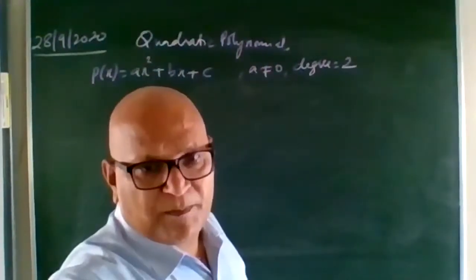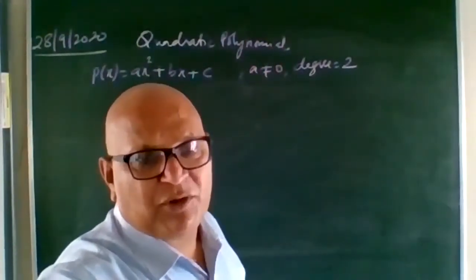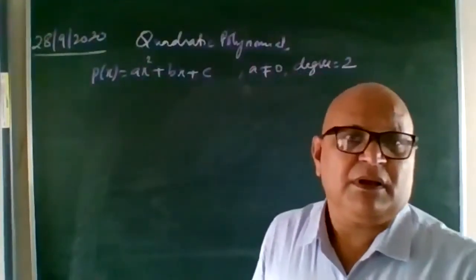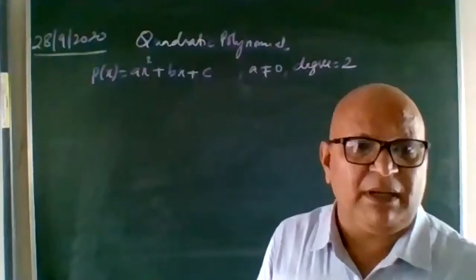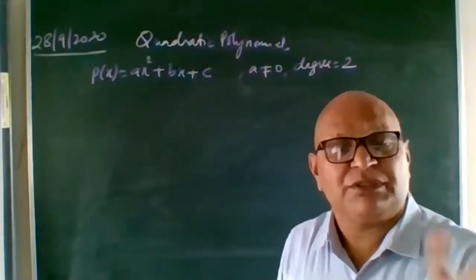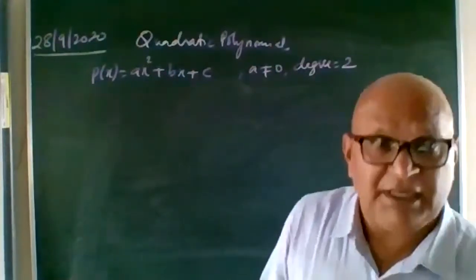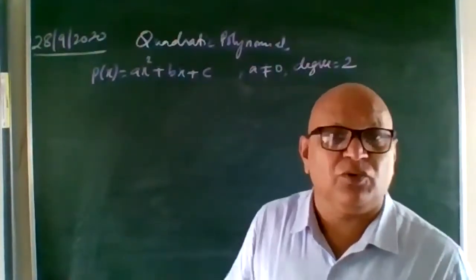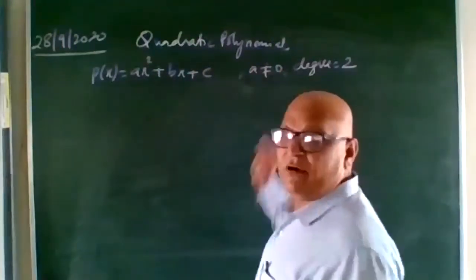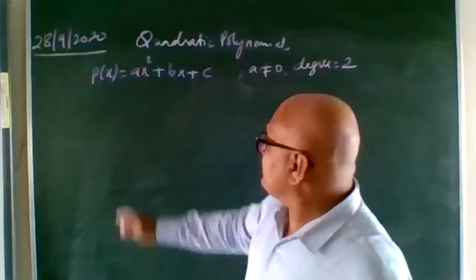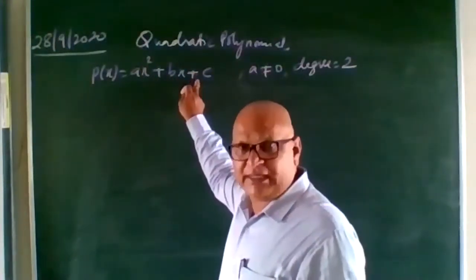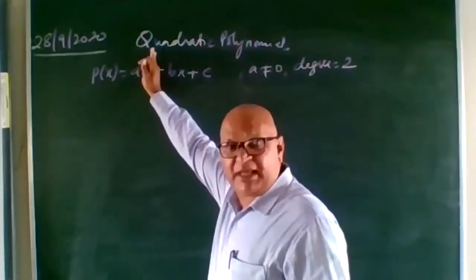Okay. So now quadratic polynomial is very important. What is a quadratic polynomial? That is an expression whose degree is 2. Now a is not equal to 0. So can b be 0? Yes. Can c be 0? Yes. Only this may be there.